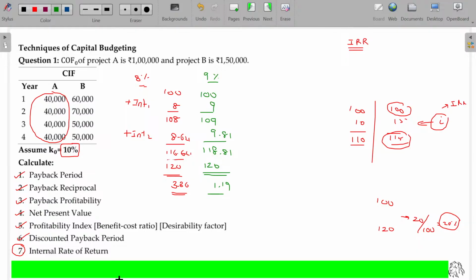Now I have to go for one more rate, probably 10%. If I go for 10% rate, I invested 100 rupees, the very first year 10 rupees I get as interest, so 110. Next year for this 110, 10% interest, 11 rupees I may get, so 121. But my return is 120. So there is a shortage of 1 rupee. So 8% is not the answer, 9% is also not the answer, 10% is also not the answer.